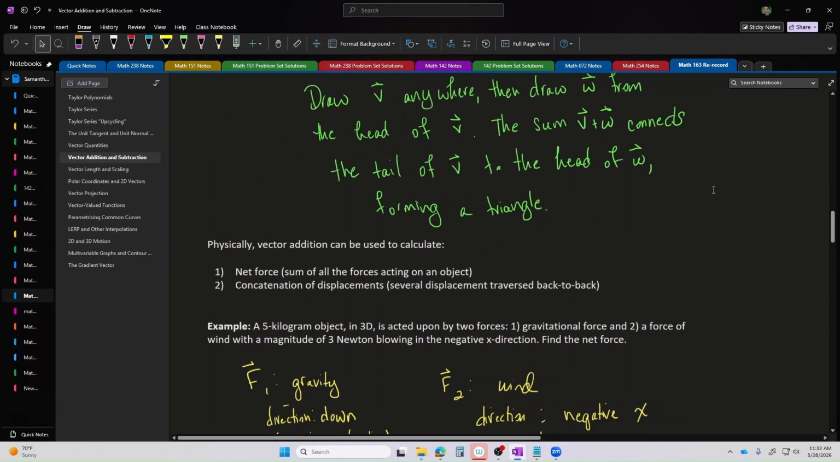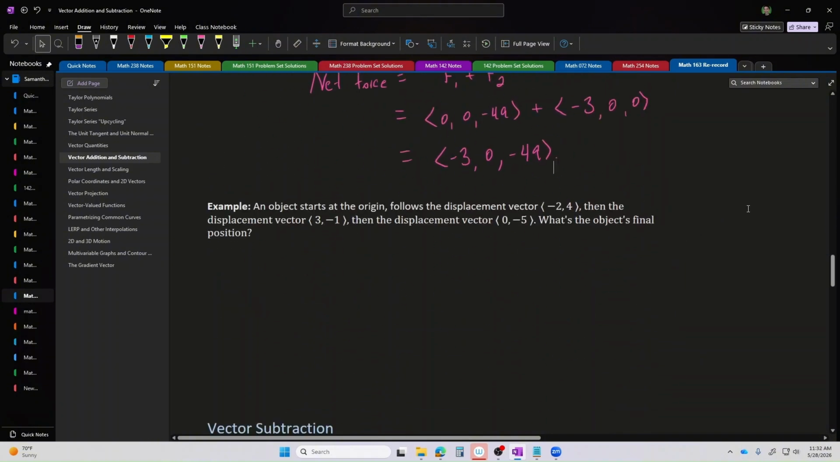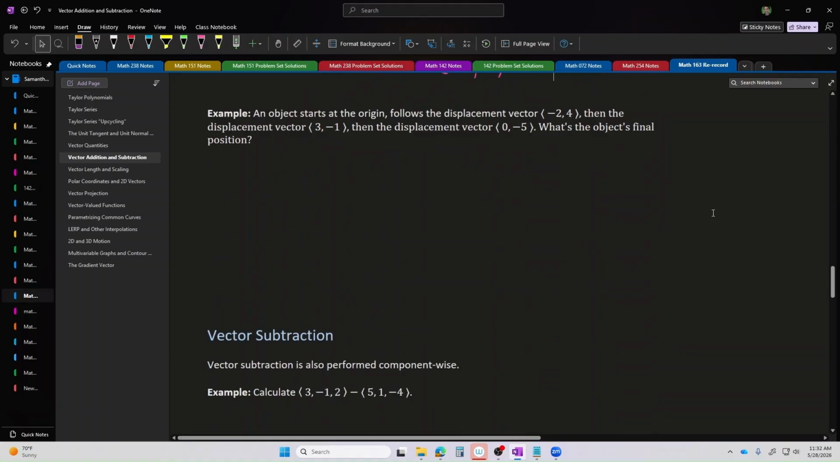Vector addition can also be used to make sense of taking two or multiple displacements and traversing them in sequence. To give you an example of that kind of calculation, suppose we have an object that starts at the origin. Then it follows this displacement vector, (-2, 4). Then it follows this displacement vector, (3, -1). Then it follows (0, -5). Where is the object positioned in the end?